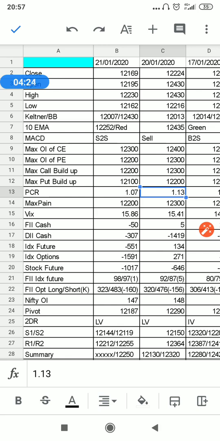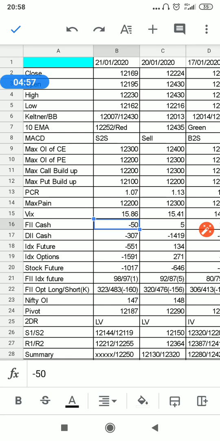The PCR has again come down to 1.07, which indicates negativity, but it is still way above the oversold level of 0.9 or 0.85. So we still have room for downside. Max pain has decreased from 12,300 to 12,200. So there is no respite for the market. The VIX has increased from 15.4 to 15.8, which is around 2%. VIX increasing is good for the bears, so we can expect still further downside.